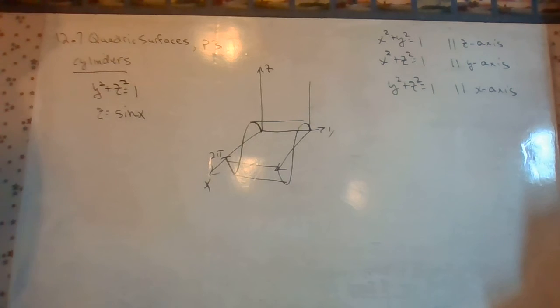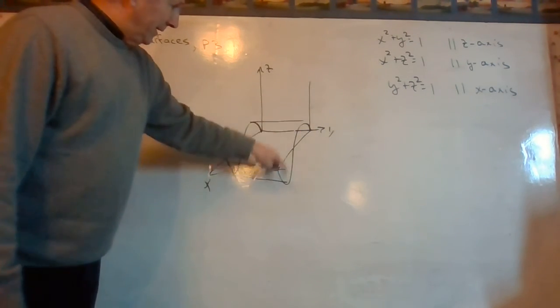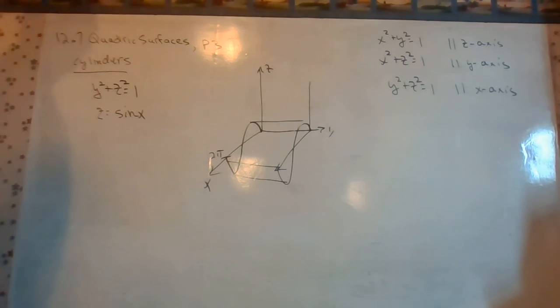And that gives us a three-dimensional sine curve. And that also is a cylinder. It's an open cylinder because it's an open generating curve. It doesn't close on itself.